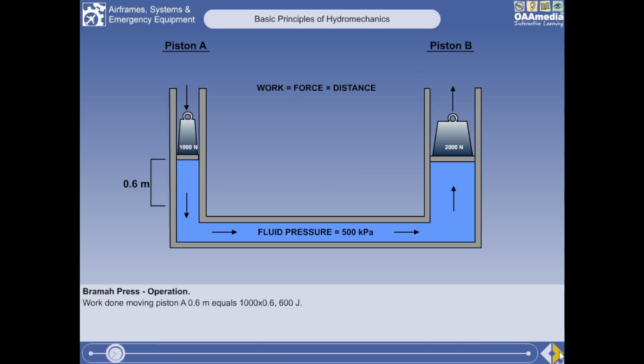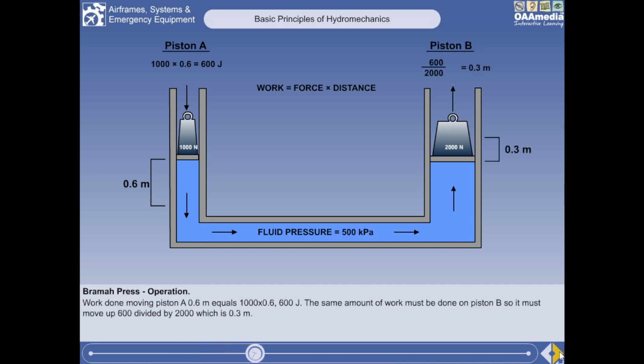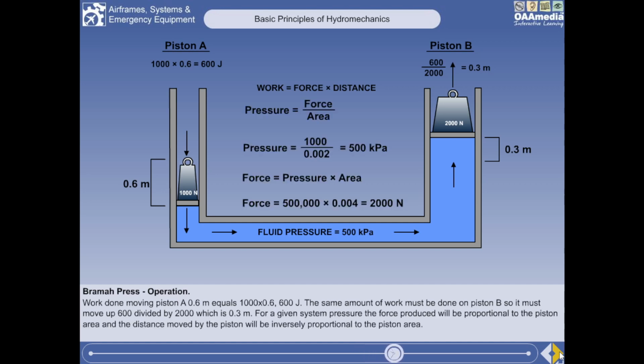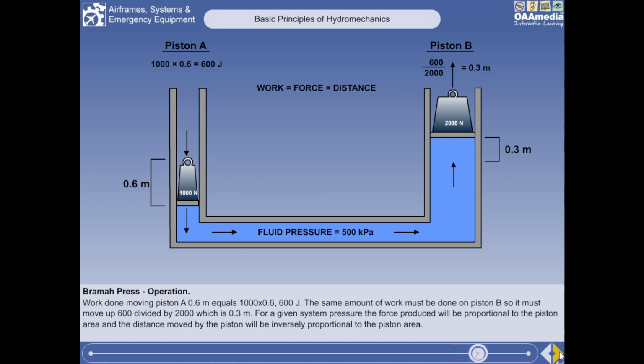If we now move piston A down 0.6 meters, then the work done, force multiplied by distance, will be 1,000 multiplied by 0.6, which is 600 joules. Ignoring any losses due to friction, the same amount of work must be done on piston B, so it must move up 600 divided by 2,000, which is 0.3 meters. We can see from this that for a given system pressure, the force produced will be directly proportional to the piston area, and the distance moved by the piston will be inversely proportional to the piston area.